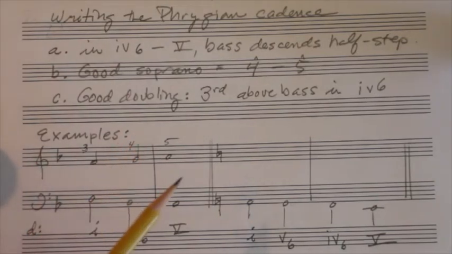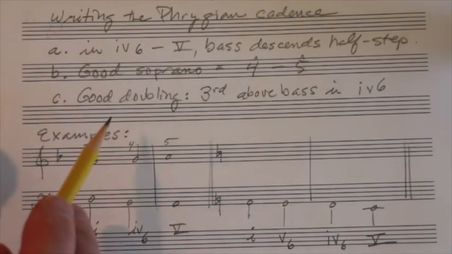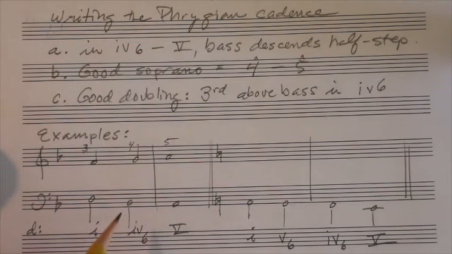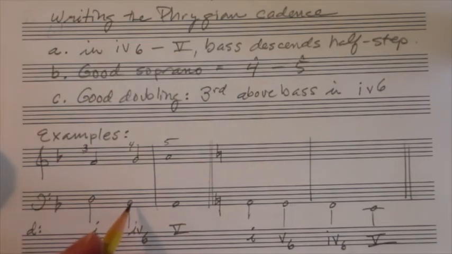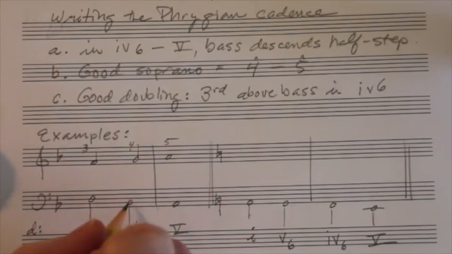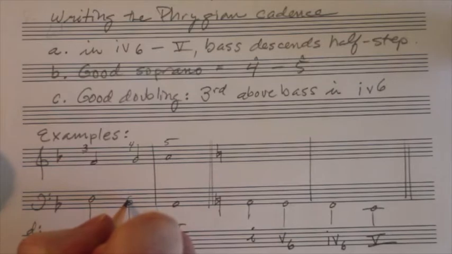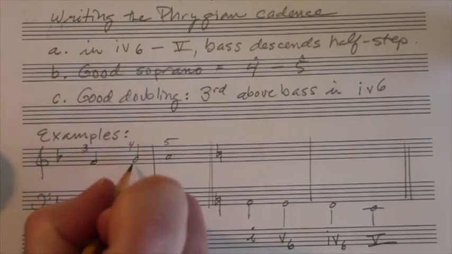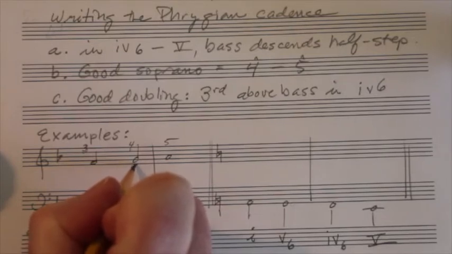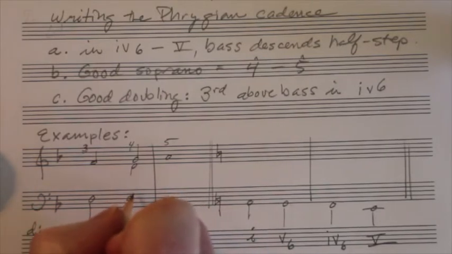All right, what else do we have in our recipe here? Good doubling, third above the bass in the 4-6 chord. Okay, so the bass is B flat in the 4-6 chord, and a third above that would be D. So it's kind of low for tenor, but let's just follow the recipe. We'll put a D there, and we'll double that by putting a D also in the alto.